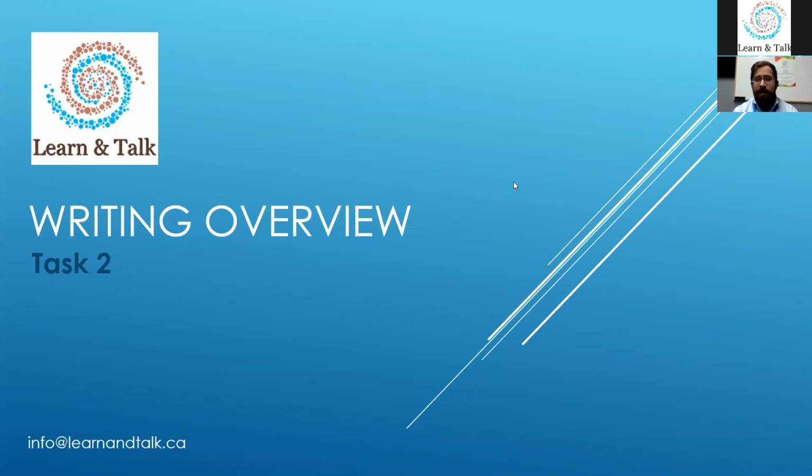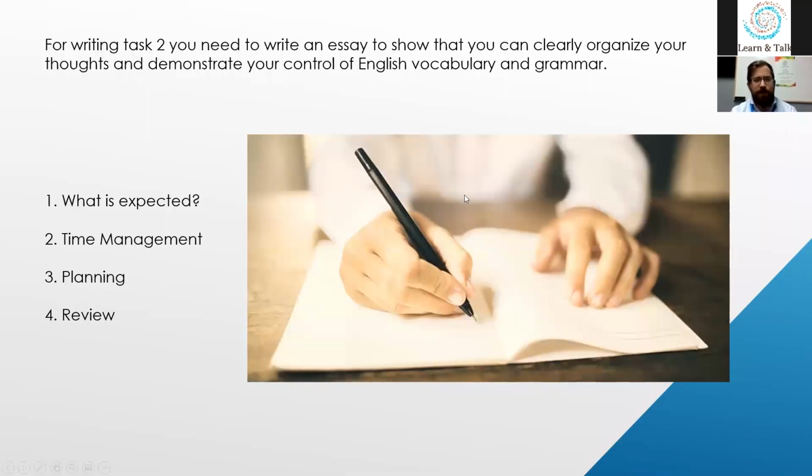Today we're going to talk about everything you need to know to do a really good job on your task 2. For writing task 2, you need to write an essay to show that you can clearly organize your thoughts and demonstrate your control of English vocabulary and grammar. So we're going to go over 4 main things: what is expected of you, how to manage your time, some discussion about how you can plan effectively, and how you can review your writing very effectively before submitting it.